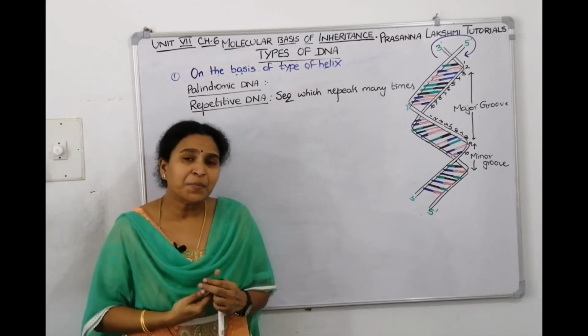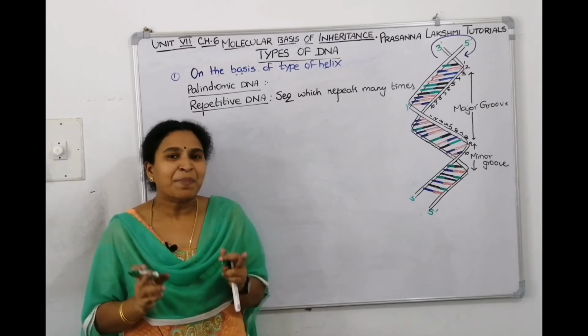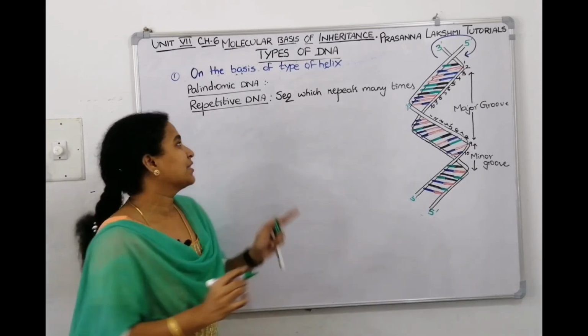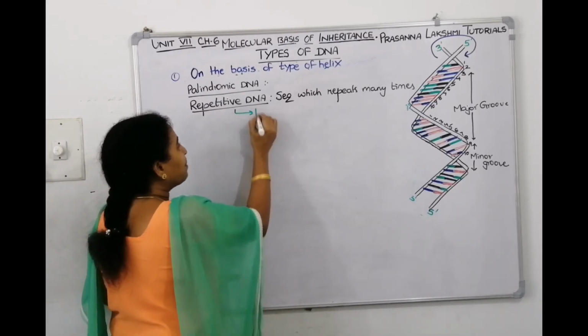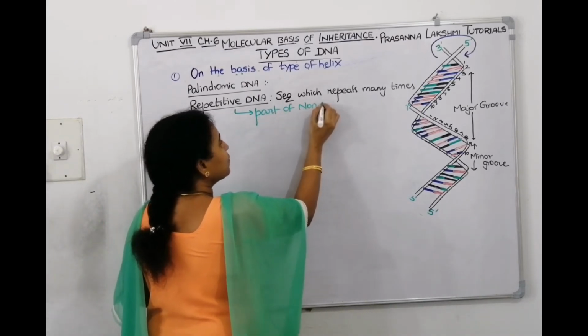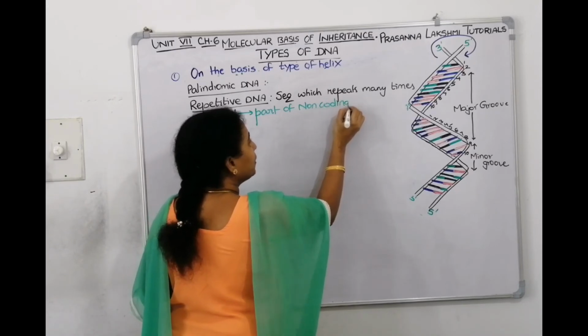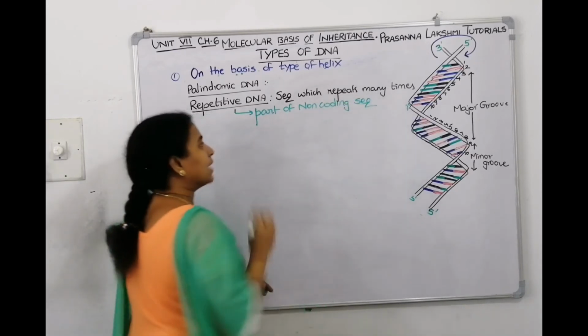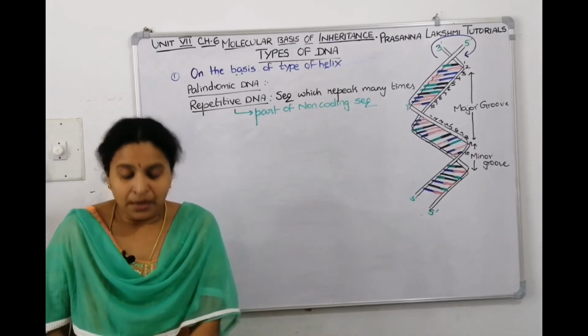Now, where do we find repetitive DNA? Repetitive DNAs are part of non-coding sequences, which don't code for any proteins. Okay, so this is another type of DNA.